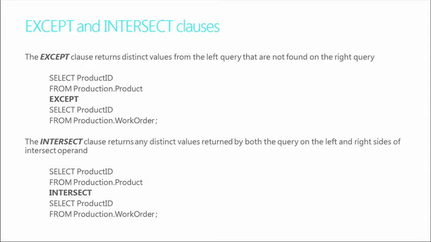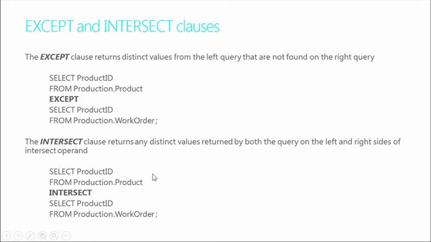The intersect clause down here returns any distinct values returned by both the query on the left and on the right. The left being the first query, by the way, they term it as left and right. It's the first query, left of the intersect statement. So the first one up top, let me go back there, returns values from the left query that are not found in the right query. So the except is return distinct values from the products table that are not found in the work order table.